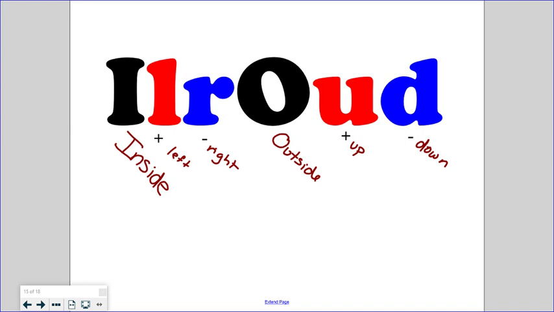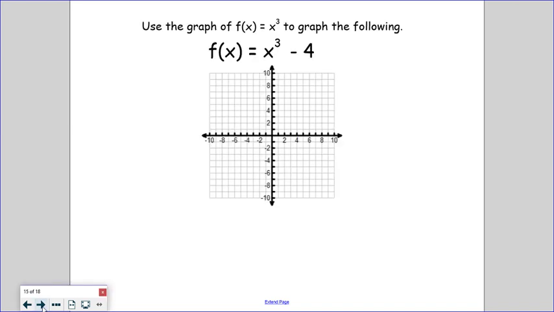Tomorrow we'll fill in those top 2 types of transformations to get all of the possibilities and how we can then apply multiples to one function. Today, the basics. So let's look at one example of graphing with an up, down, right, left type of transformation. It says use the graph of f of x equals x cubed to graph the following.